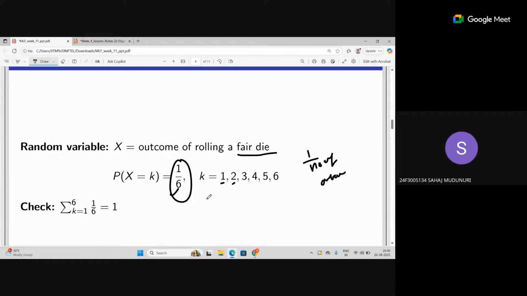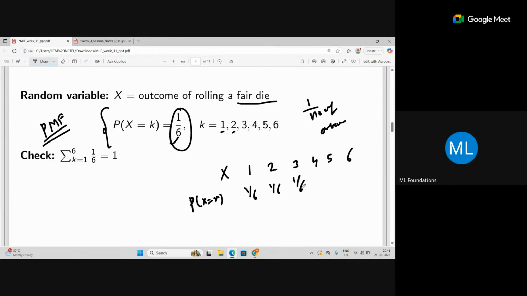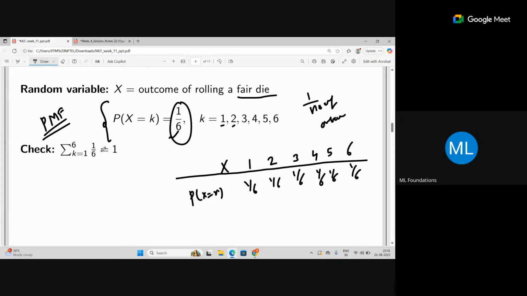No, if they ask us what is the probability mass function, it will be this. x will take values one, two, three, and so on, or you can write it in tabular format as 1 2 3 4 5 6, and the probability that x equals x is 1 by 6, 1 by 6, 1 by 6, 1 by 6, 1 by 6, and 1 by 6. Got it, sir. This is your probability mass function, or you can write it in this way also. This is also a probability mass function. Fine.